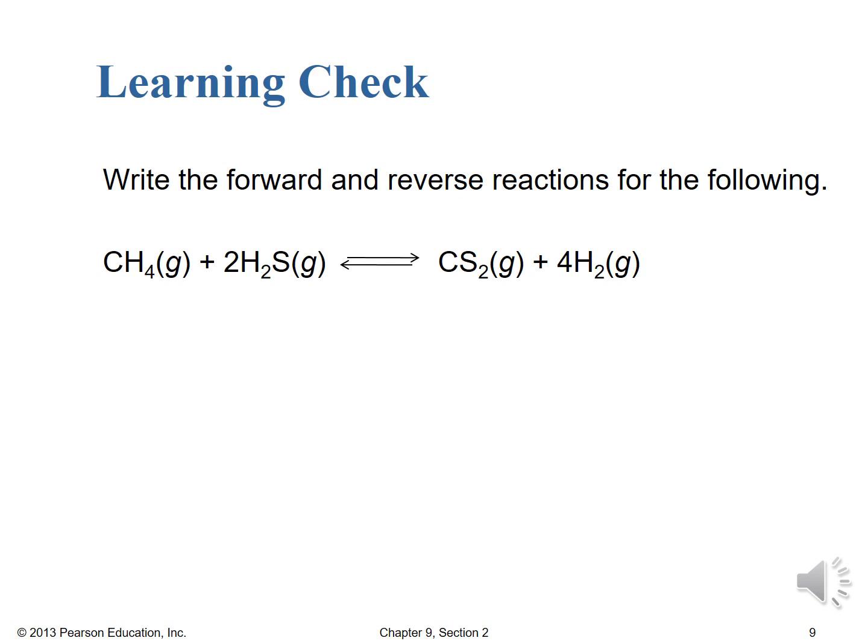All right, so if you don't think you have questions, I have a question for you, and that is to write the forward and reverse reactions for the following scheme. So CH4 gas, methane gas, plus 2 H2S gas, 2 hydrogen sulfides, are in equilibrium or proceed in the forward and reverse reaction to make carbon disulfide, CS2 gas, and 4 moles of hydrogen gas, diatomic hydrogen. So go ahead and write the forward and reverse reactions for this. Pause the video here if you need to. And then once you've got those set, go ahead and see how you did by starting the video back up.